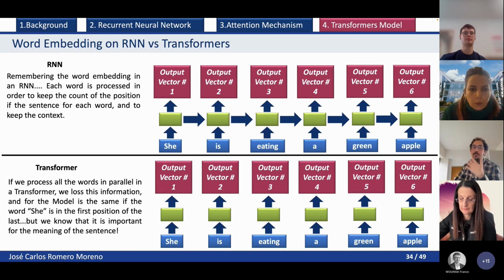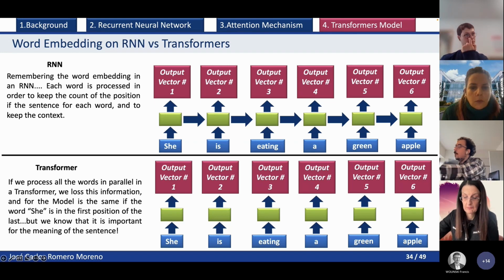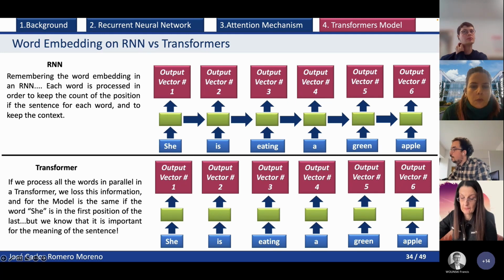Okay, but it seems perfect, but maybe you can say, okay, but this is great, but I am missing one thing. I don't need to process this word sequentially, but I am missing something. I also need the position of the words in the sentence, because if I process this sentence at the same time and I don't know if eating is a verb or the object of the sentence, it can change dramatically the meaning of the sentence. So it's really important to keep the position of the words.